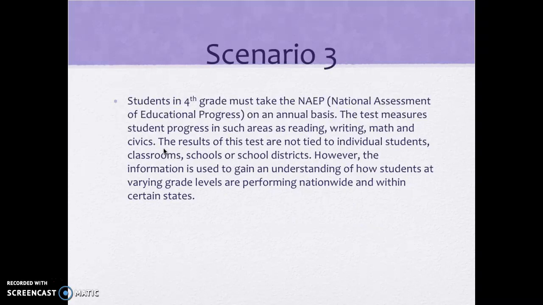The 3rd scenario involves a 4th grade taking the National Assessment of Educational Progress on an annual basis. This test measures students' progress in such areas as reading, writing, math, and civics. The results of this test are not tied to individual students, classrooms, or school districts. However, the information is used to gain an understanding of how students at varying grade levels are performing nationwide and within certain states. Same thing. Use the guiding questions to think about it. Pause, and then move on.